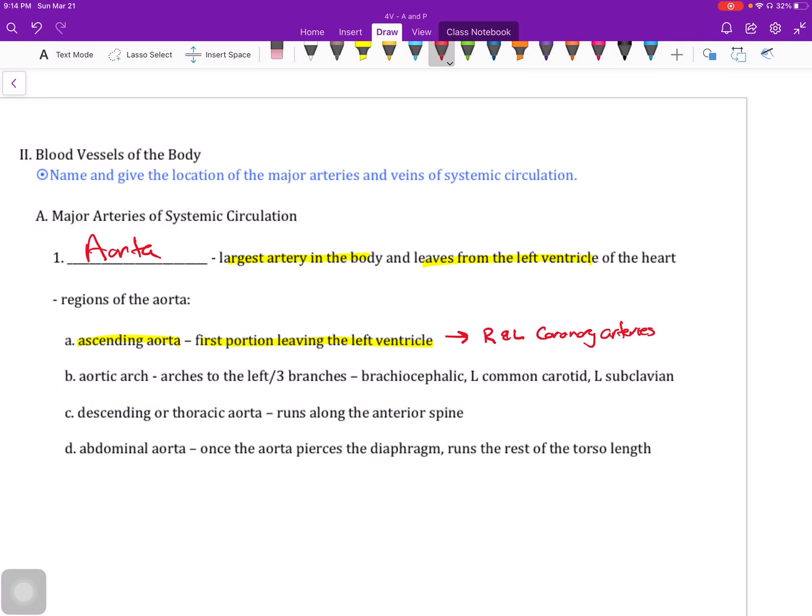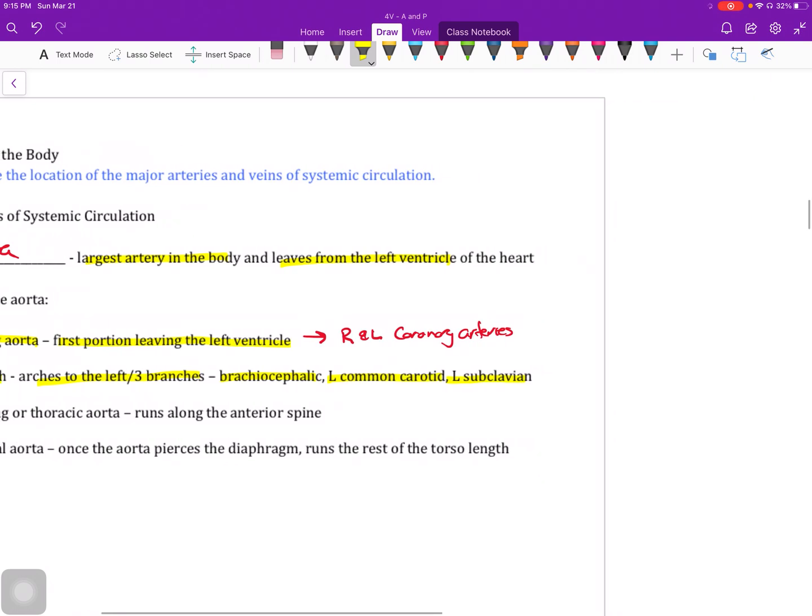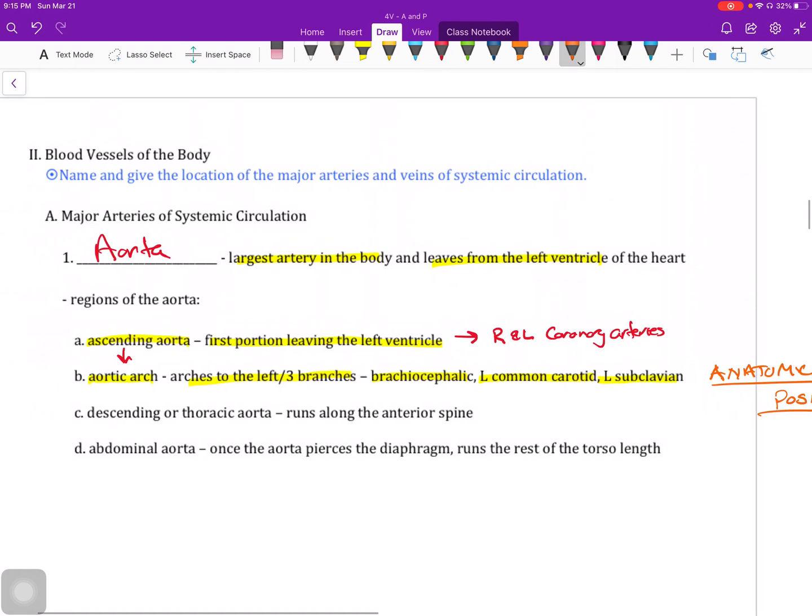and left coronary arteries. And then it goes into the aortic arch, which branches to the left, and that's anatomical left. And there are 3 branches at the top of it: brachiocephalic, left common carotid, and left subclavian. Notice I'm going to do this in vivid orange here, all caps. Anatomical position. All right, got to know your anatomical position.